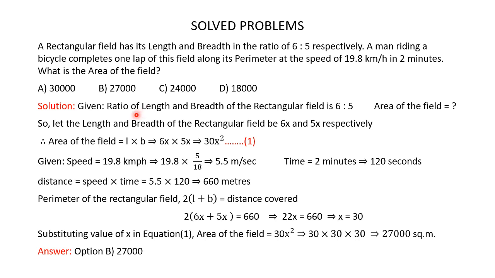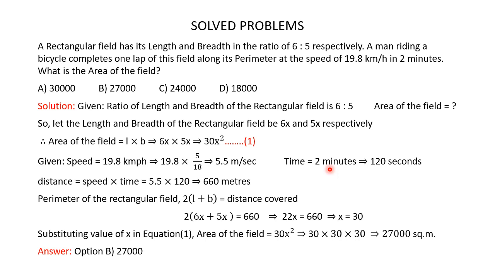Now it's given that the ratio of length and breadth of the rectangular field is 6:5. So let the length and breadth of the rectangular field be 6x and 5x respectively. Now we know that area of the rectangular field is length multiplied by breadth, which means 6x multiplied by 5x, which is nothing but 30x squared. So area of the rectangular field is 30x squared. This is equation 1.